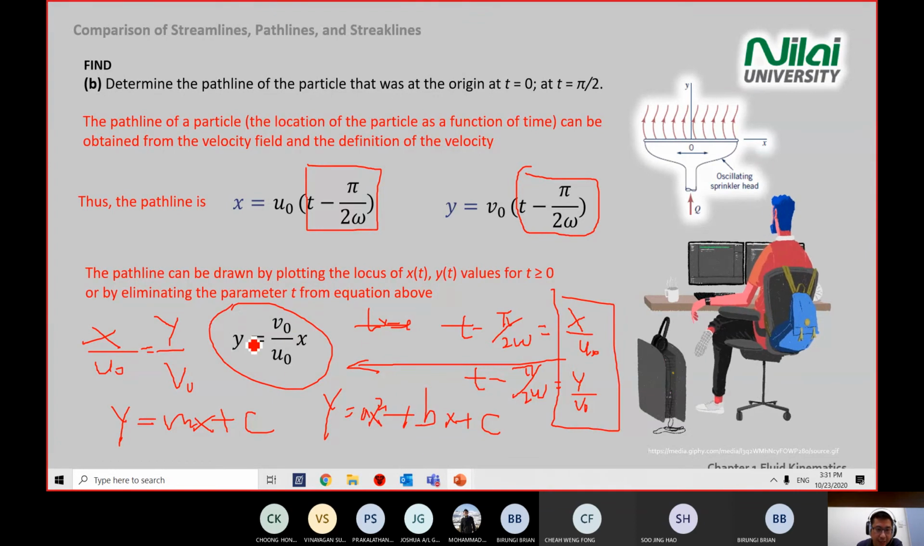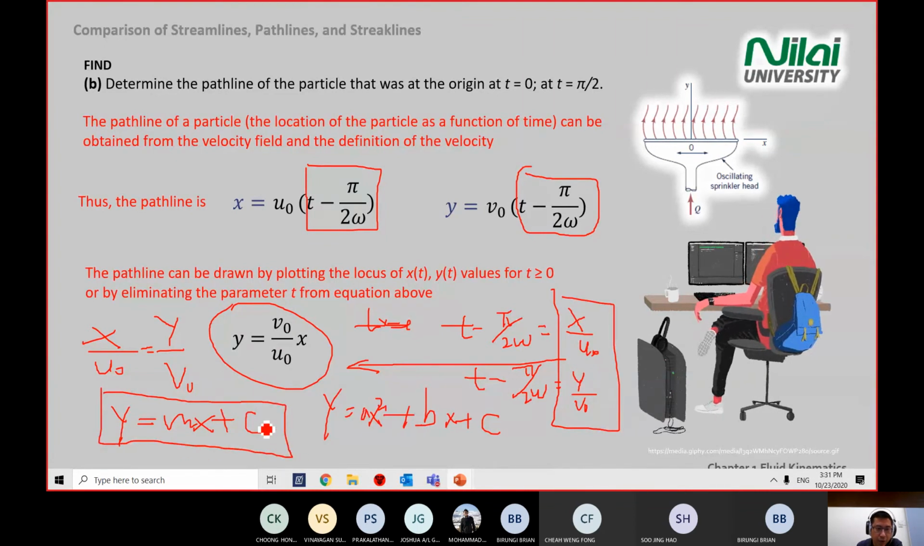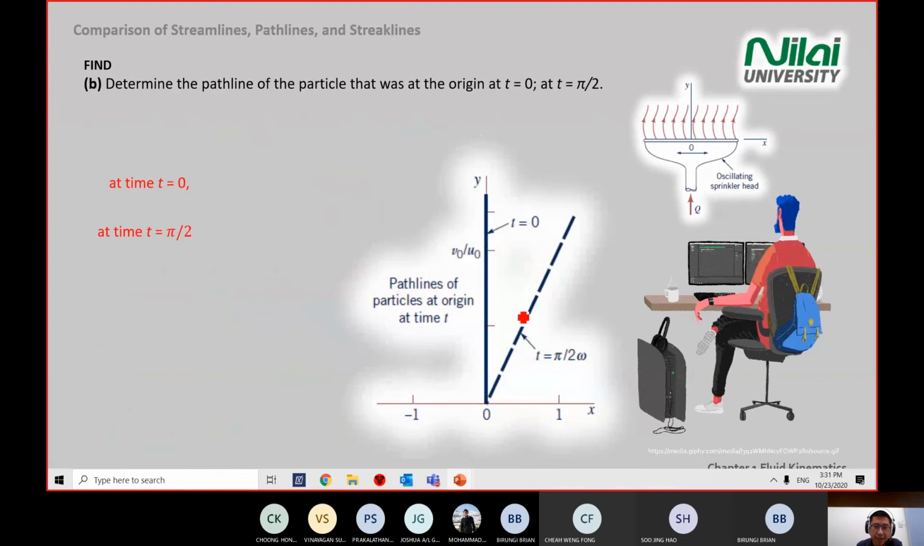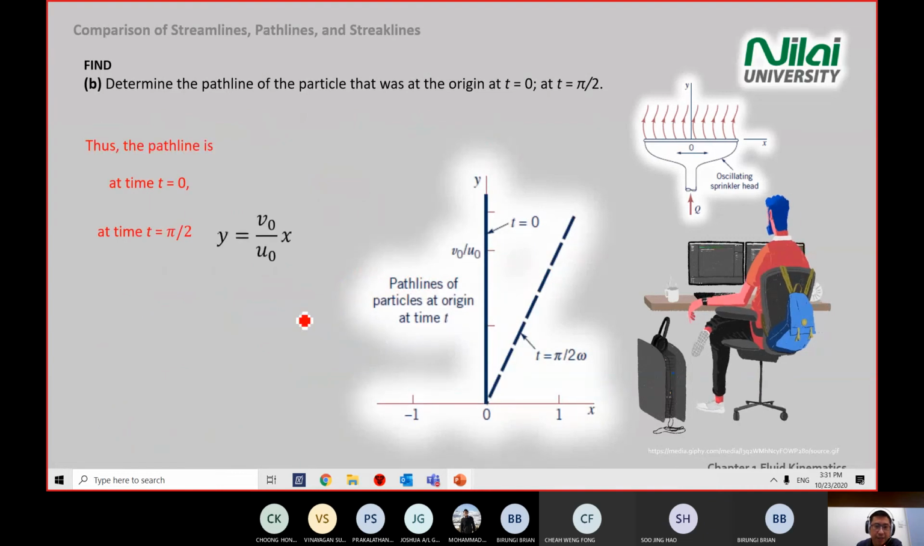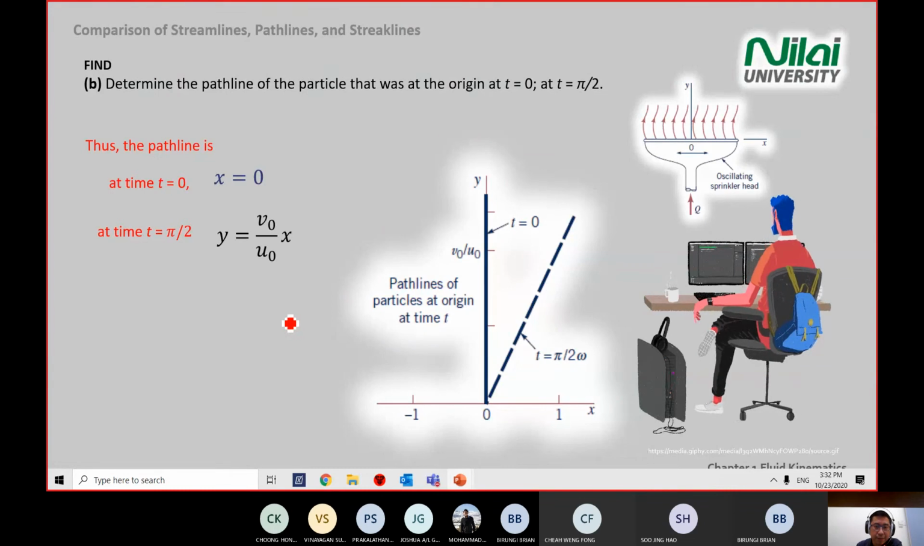So in this case, we can see that this one is the linear equation, y equal to mx plus c form where our c equal to 0. And m is the gradient, so this is your gradient. When you plot this one, then we'll get this. So copy this graph for answer section B. So when t equal to 0, your x equal to 0. When t equal to pi divided by 2, then you get an equation.